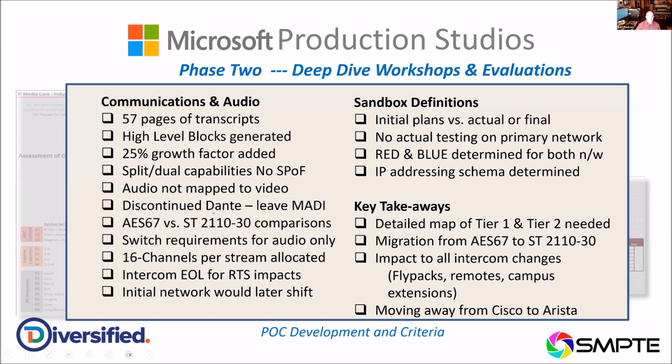The decision to discontinue Dante was made pretty early, and that we were going to leave MADI in place as much as we could. Initially, the audio we understood, because of delivery issues and so forth, would be AES67, or probably affectionately known as Ravenna, knowing that later on we would convert the AES67/Ravenna system to ST 2110-30 once that architecture was in place.